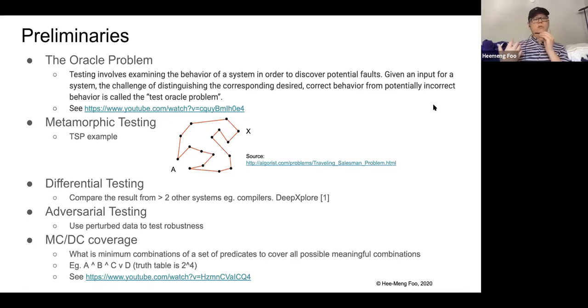Another concept that's worthy of mention is this thing called MCDC coverage. I'm not going to go very deep into this, but essentially, given a set of predicates, say, for example, A and B and C or D, in order to test every single case, you will have a truth table to the power 4. But what is the minimum number of combinations of these predicates to cover all meaningful combinations? There is an approach to finding the minimum combination, and you can watch this YouTube video to get more details about that.